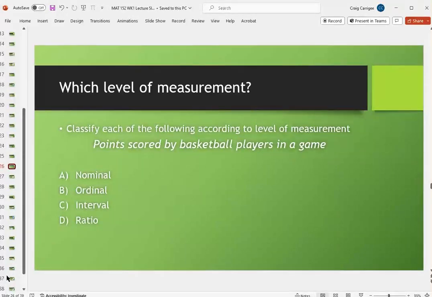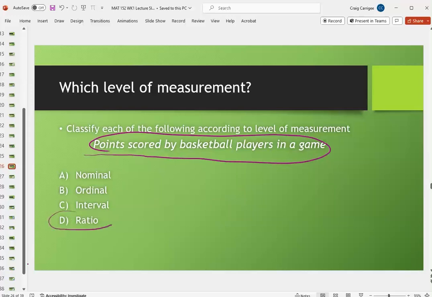Let's briefly talk about this. We want to talk about the points scored by basketball players in a game. We want to know the level of measurement there. Well, we know that it's a numerical measurement, and we can compare points in different games. So the only question is, is there a true zero? And yes, you can score 0 points in a basketball game, so this would be a ratio variable.